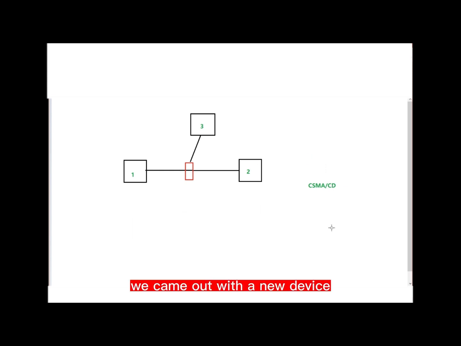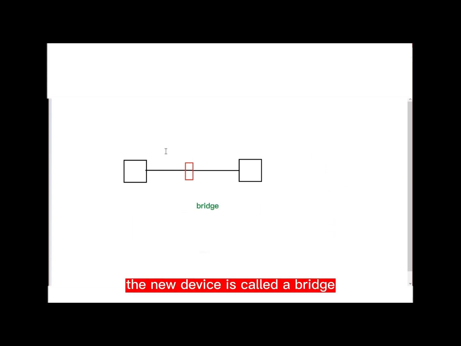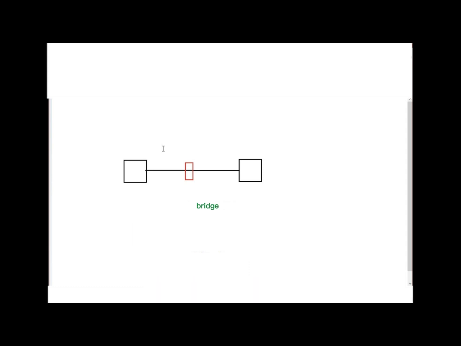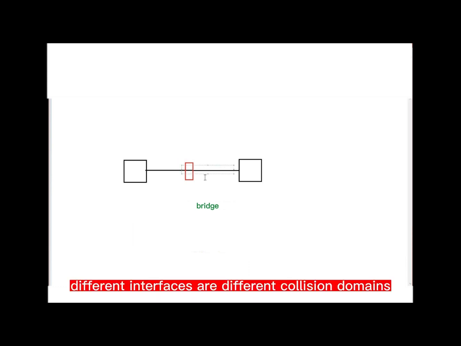We came out with a new device. The new device is called a bridge. A bridge is a small switch. You can understand it as a data link layer product that works on the second layer. The bridge has two interfaces. For the bridge, different interfaces are different collision domains. There will be no data conflict between the two interfaces.